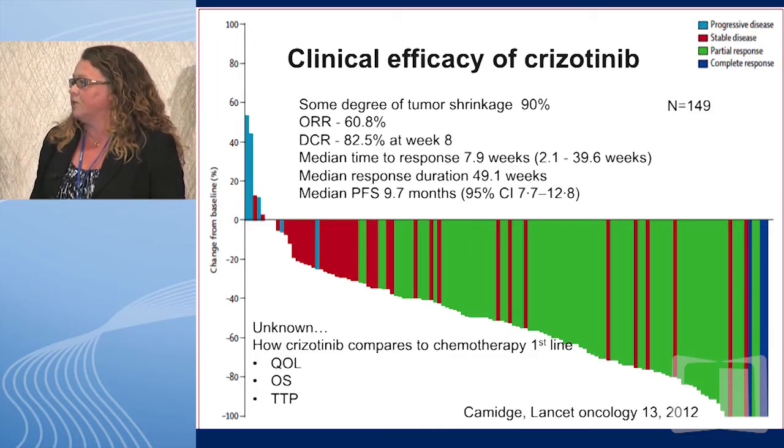This is data that was recently updated by Ou in Lancet Oncology. These are the patients who received crizotinib, and 90% of them had some degree of tumor shrinkage, with a response rate of about 60%. The disease control rate at week 8, the time when the patient got their first scan according to the clinical trial, was 82%. The median time to response was about 8 weeks because that's when the patient got their first scan. We actually published a case report of a patient who had a response 2 weeks after starting crizotinib, a dramatic response in the tumor.